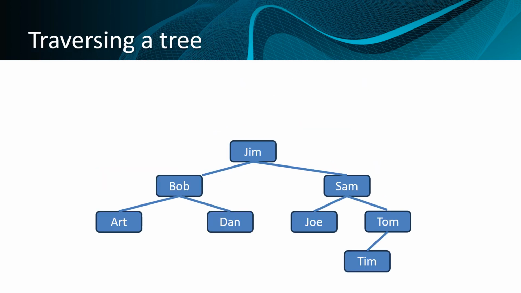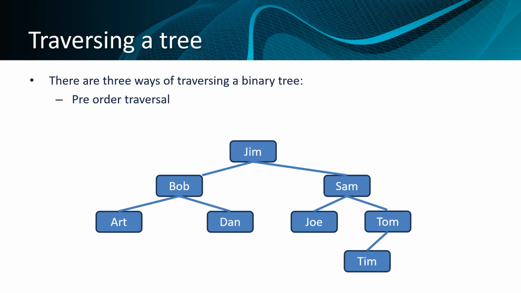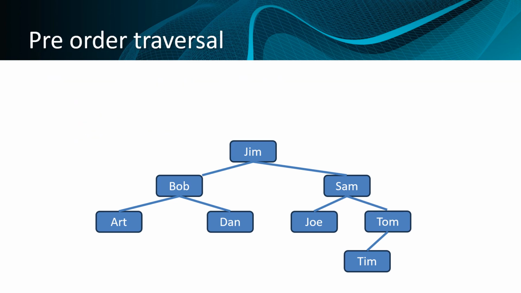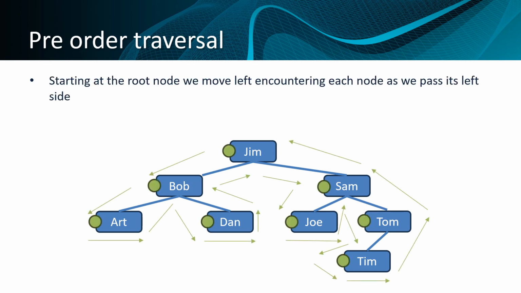There are 3 ways of traversing a binary tree. Each of these will result in outputting the names in a different order. Pre-order traversal, in-order traversal, and post-order traversal. With pre-order traversal, we begin at the root node. Moving left, we encounter each node as we pass the left side of that node.